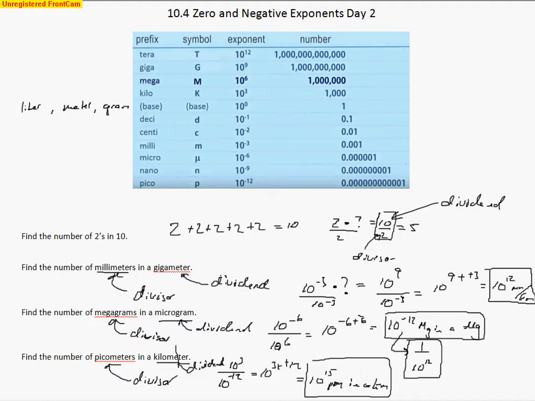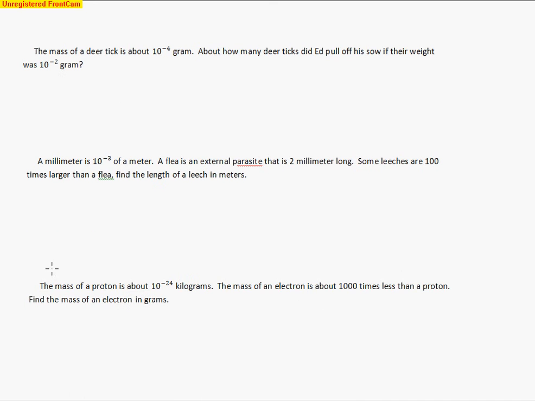Well, let's take a look at some other types of problems here. We're going to use those same concepts with these problems, but this time, instead of using the chart, they're going to give us the information. It says the mass of a deer tick is 10 to the negative 4th grams. About how many deer ticks did Ed pull off his sow if their total weight, which represents what we are going to divide into, was 10 to the negative 2nd?